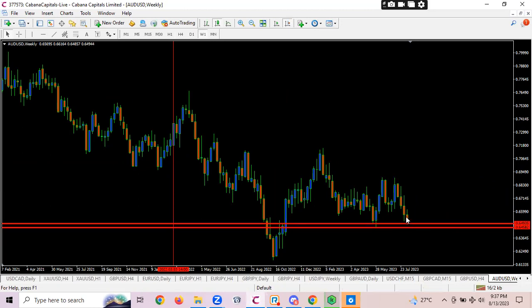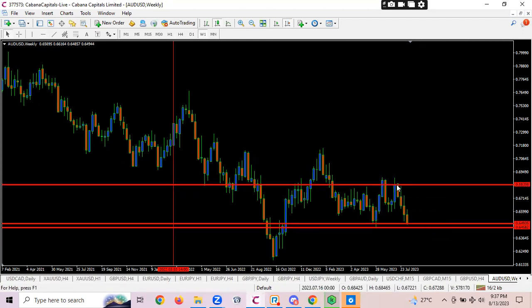But like I've always said, I wouldn't be selling below this level. If I had wanted to sell Australian dollar USD, I should have entered sell at this level after the close of this bullish candle. That would have been my first entry. If I had missed entering at this level, at least I should have joined the trend at this level.